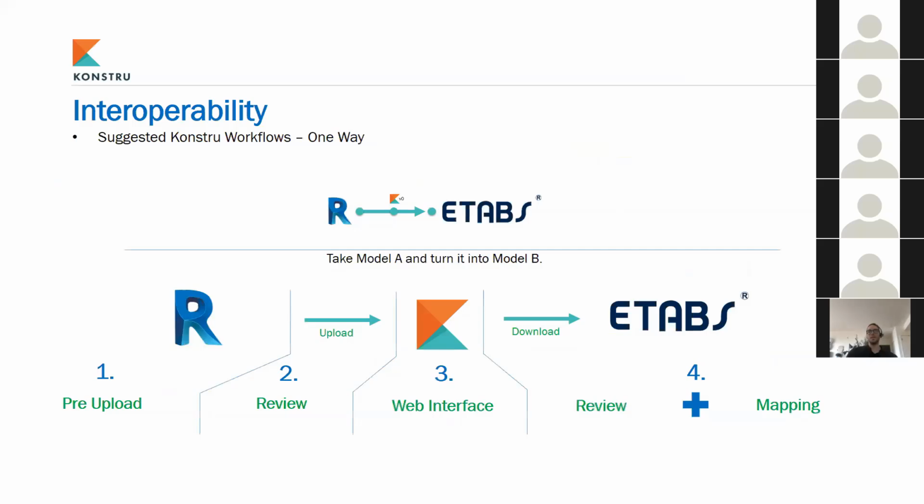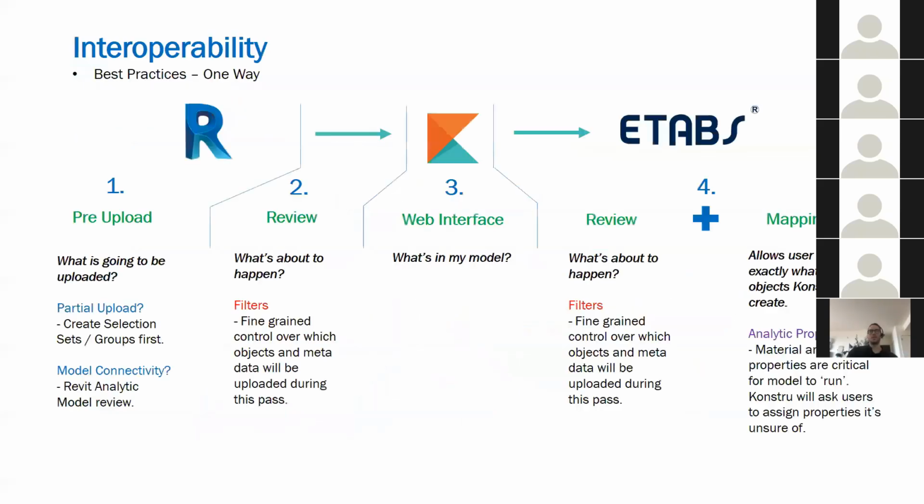In a nutshell of how that would work, if you do the simple one-way workflow, you take a Revit model, then you review it. It goes through the web interface, which we'll cover in more detail a little later. After it's been through the web interface, aka the cloud, then it can get downloaded to a desired platform. In this case, we put ETABS, reviewed, and then ultimately you have to go through a mapping dialog describing what we need to map from model A to model B if there are any particular changes.